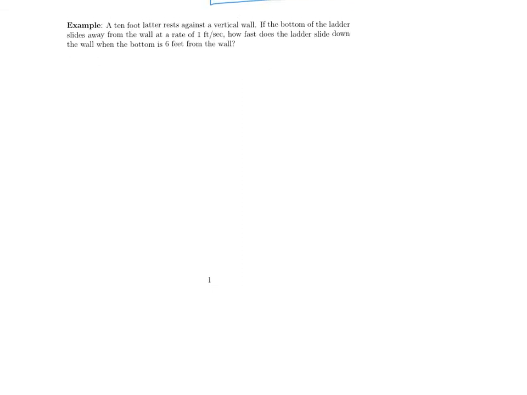What we are told is a 10-foot ladder rests against a vertical wall. So as I claimed previously, I'm going to draw a picture, hopefully illustrating this scenario. So we have a wall and the ground, and we have a ladder which is 10 feet long, leaning against the wall.